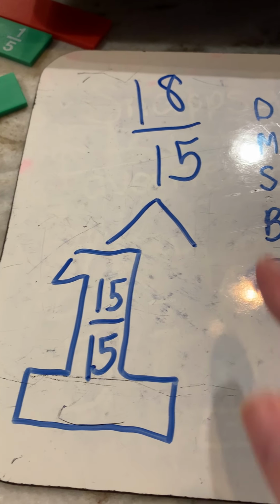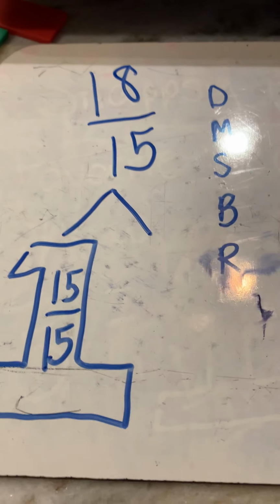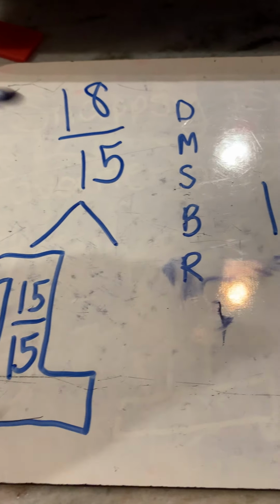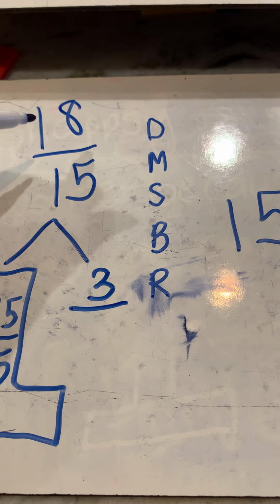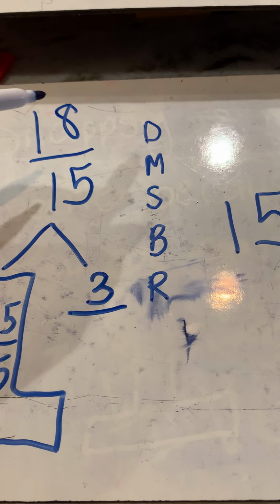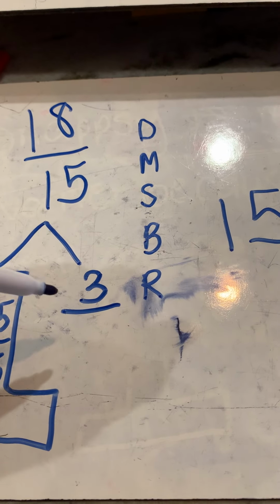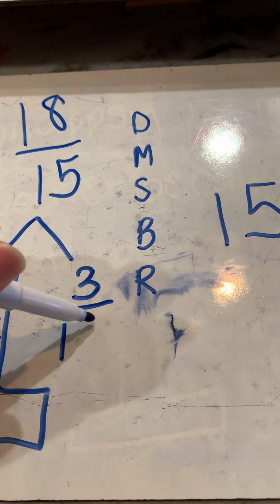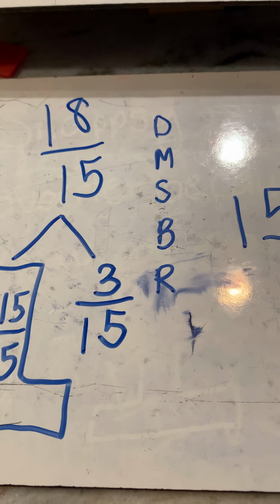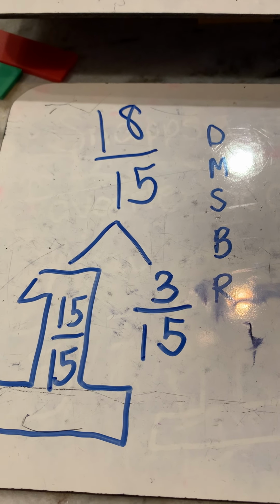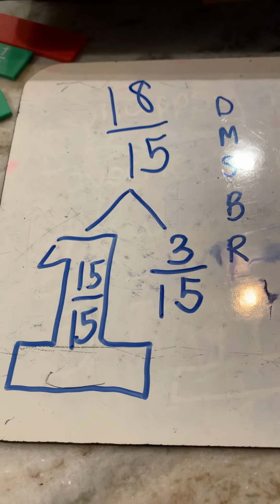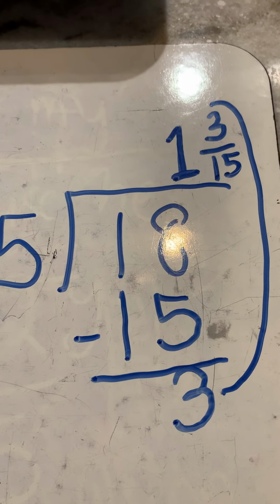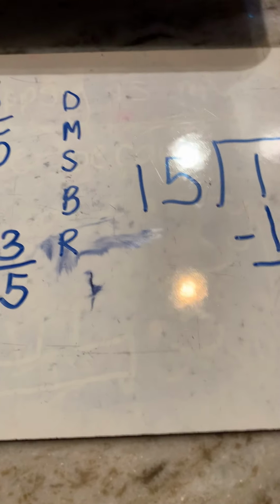So when we pulled out the whole 15 15ths, what was left over? Well, 18 minus 15 is 3. So 18 15ths minus 15 15ths is going to be 3 15ths. So this is basically saying that 18 15ths, which is an improper fraction, is equivalent to 1 and 3 15ths as a mixed number. See here? It worked out the same way. I hope this cleared it up for you.